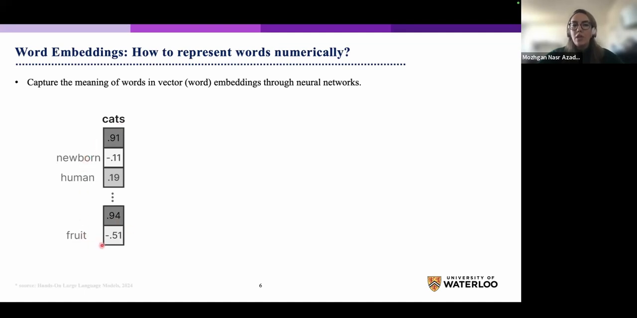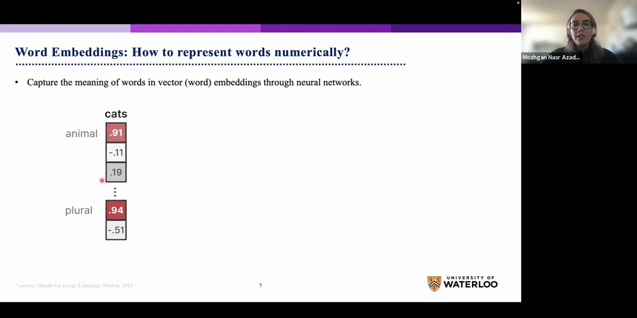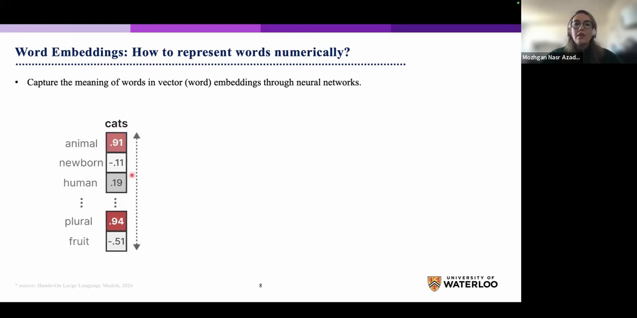And we get a number. So if the concept is a newborn or human, the number we get is very low. But if the concept is animal or plural, because it's related to the word cats, we get a higher number. So this way, with the word cats and these number of properties, we get our word embeddings, which is basically a vector of numbers.